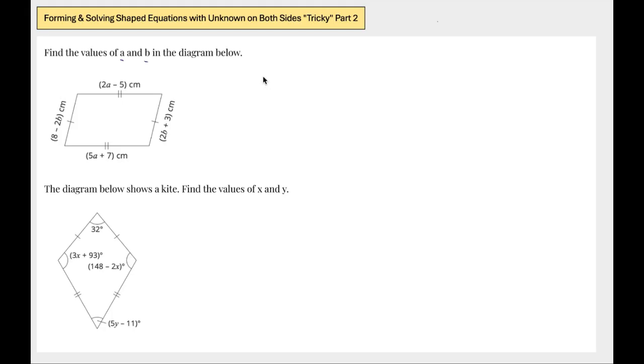So it asks us to find the values of A and B in the diagram below. So we need to find A and we need to find B. As you can see, they're the same, so we're going to sort this one out. So it's 2a minus 5 equals 5a plus 7.